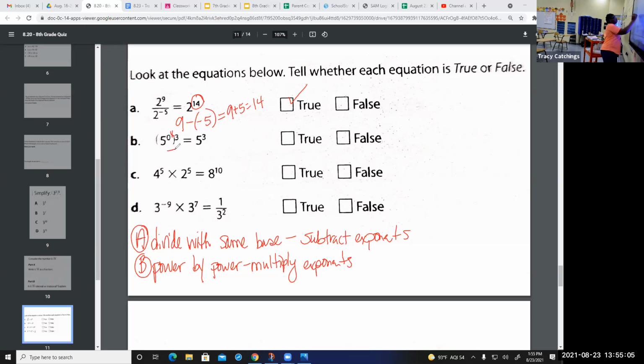Zero times 3 would be 3. So then 5 to the 0 power. And then we learned another rule: 0 exponents equal 1 whole. Not 1 as an exponent, but 1 whole. So that would be false.